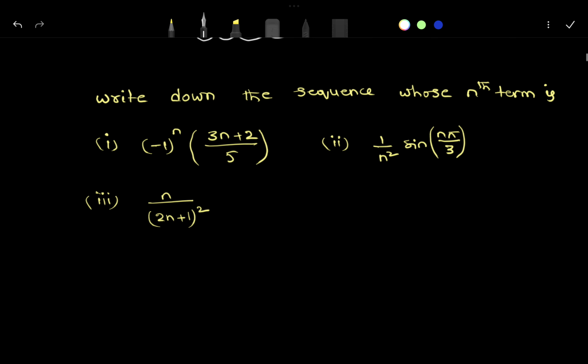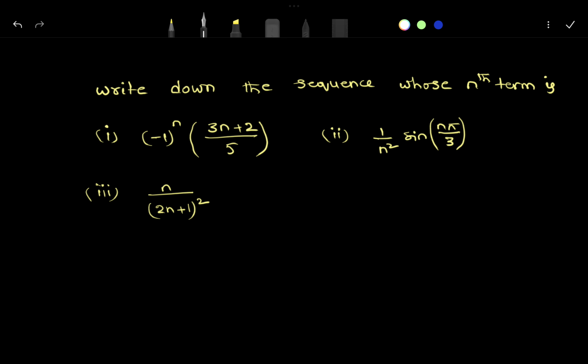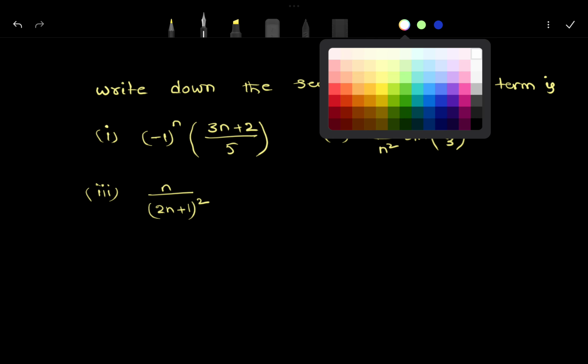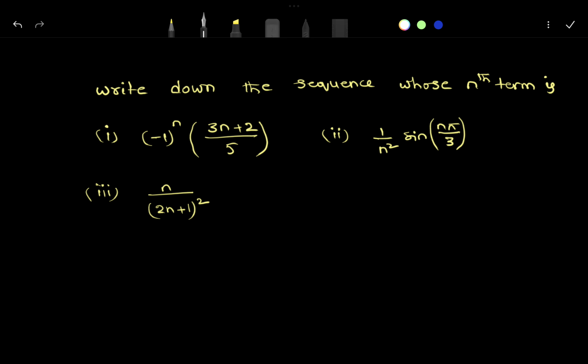See here: write down the sequence whose nth term is given. Here the nth terms are given. The nth term is denoted by either a suffix n or t suffix n. So the nth term is denoted with any of these.